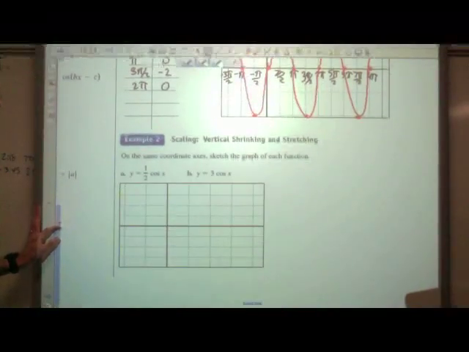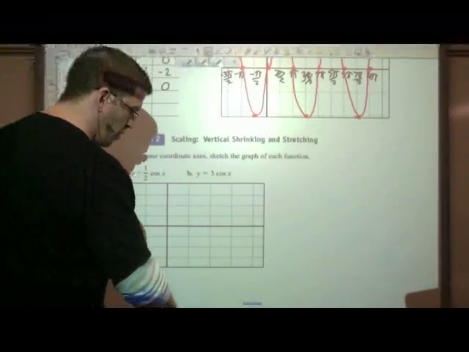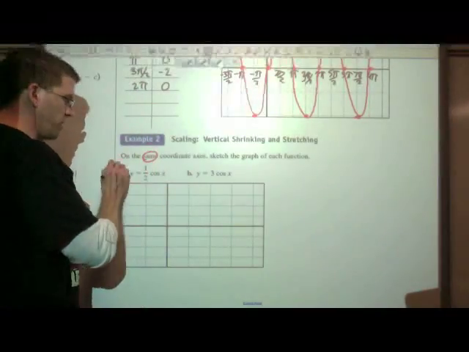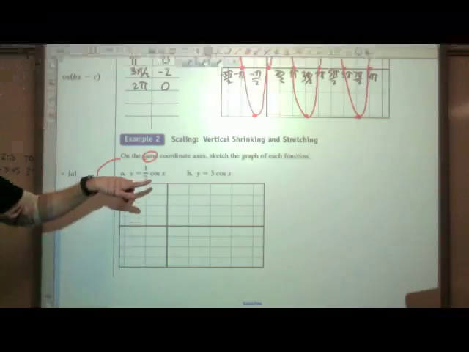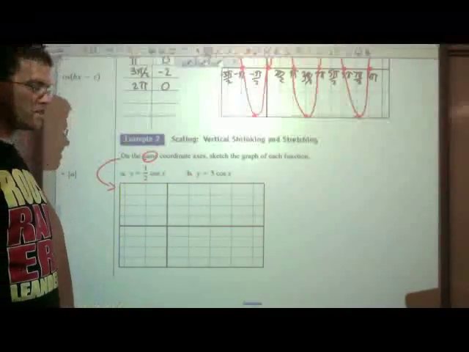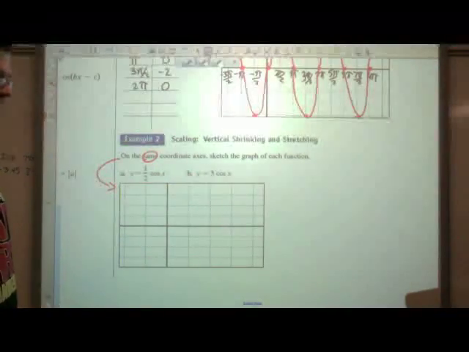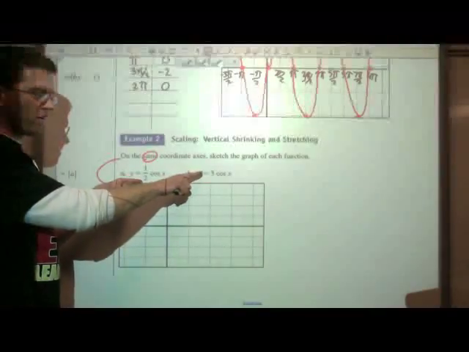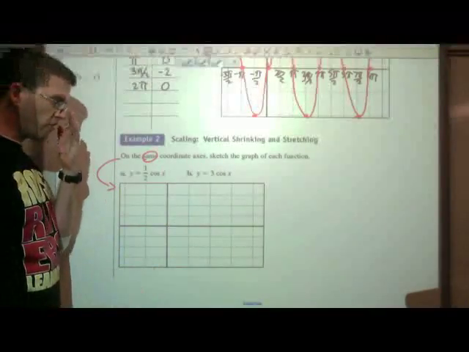Let's go down to example number 2. Notice we're asked to sketch both of these graphs on the same coordinate plane. I've already got a coordinate plane set up to be able to contain both of these graphs. That's a skill that you're going to have to be able to have later on, to take just blank graphs and equations like this and create their graphs.